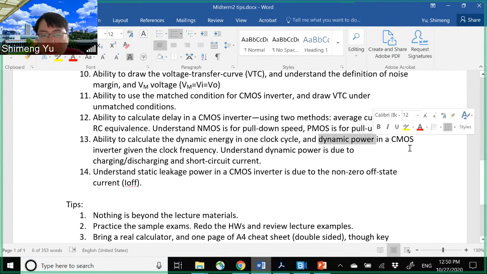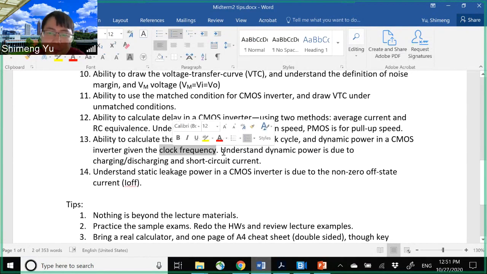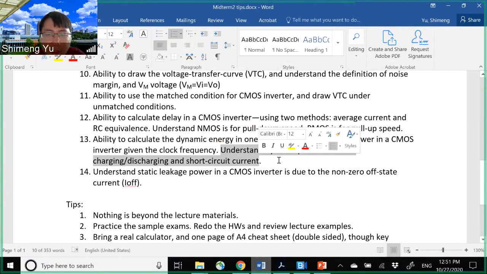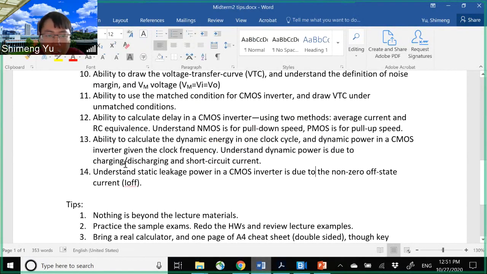And then dynamic power will be this energy multiplied by the clock frequency. And then we need to apply the activity factor. So if we switch every cycle, then it's 100%. But if only 10% of the time the input is switching, then you need to multiply by this 10% as the activity factor. And we said that this dynamic power is due to the charging, discharging, or the short circuit current.